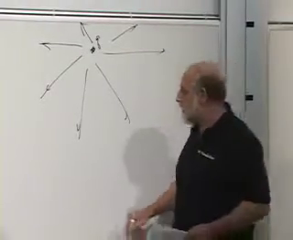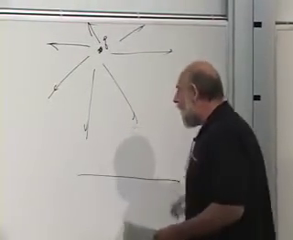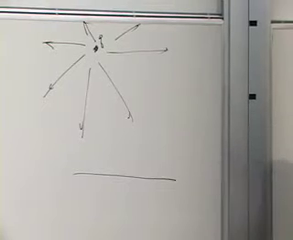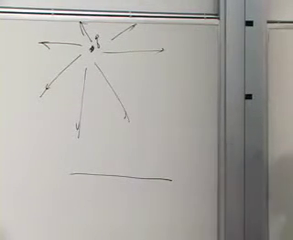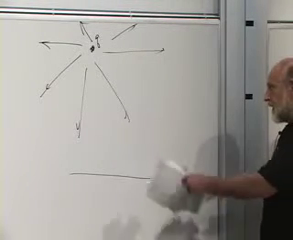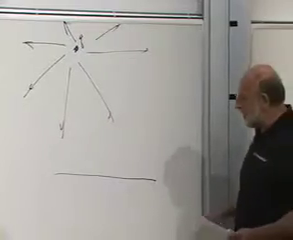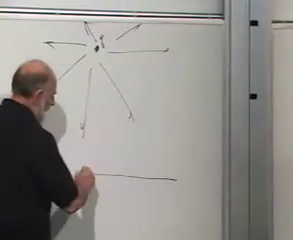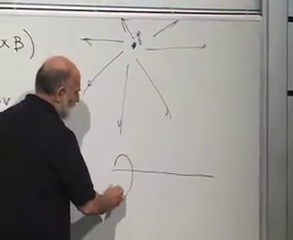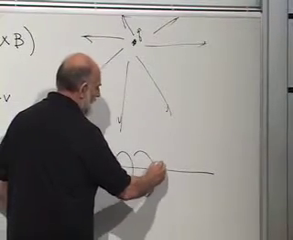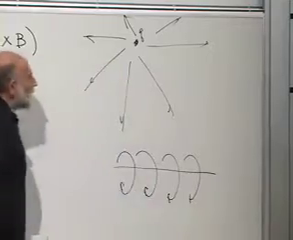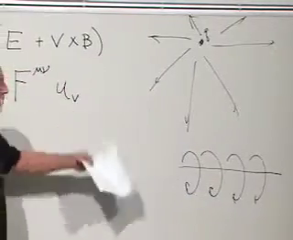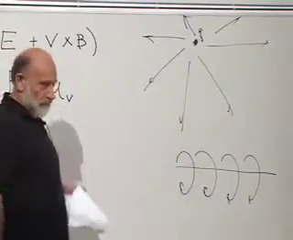Another example is if we have an electric current moving through a wire, and electric currents are nothing but moving electric charges. Electric charges moving through a wire, their motion creates a magnetic field. And the magnetic field is a field which circulates around the wire like that. So these are examples of how charges and currents create fields.